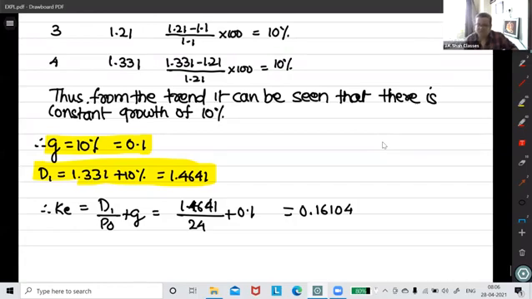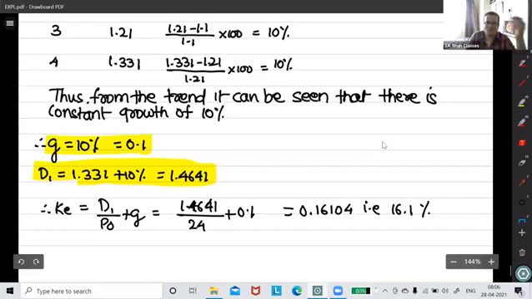No. So that means 0.1610, that is 16.1%. Then after 1 there is a 0. So even if you write 16.1, that is also fine. 16.10 doesn't make any difference.